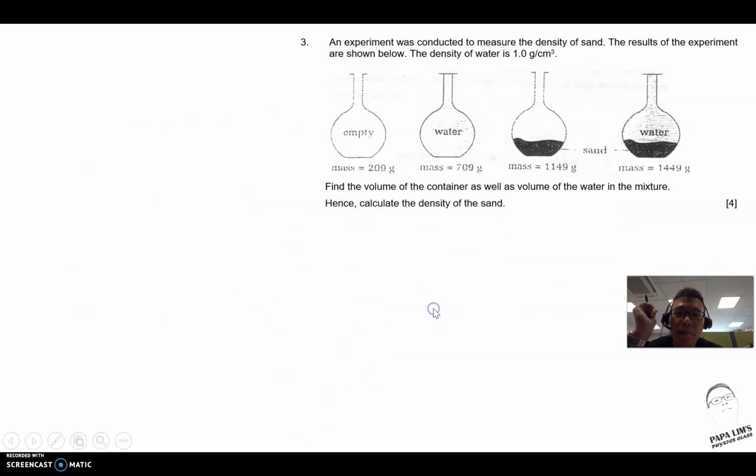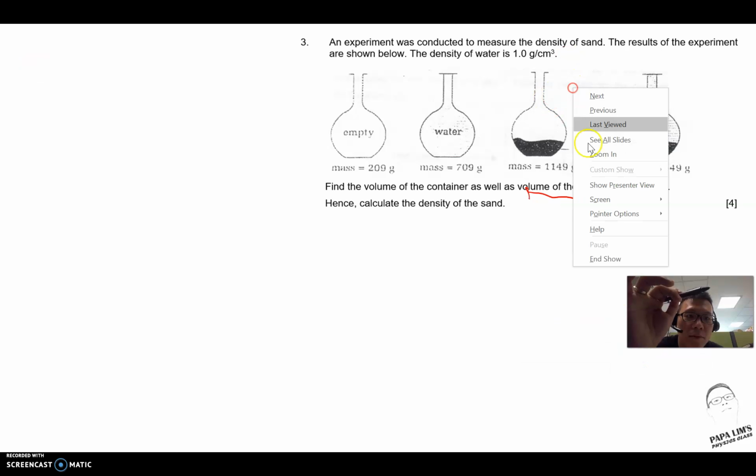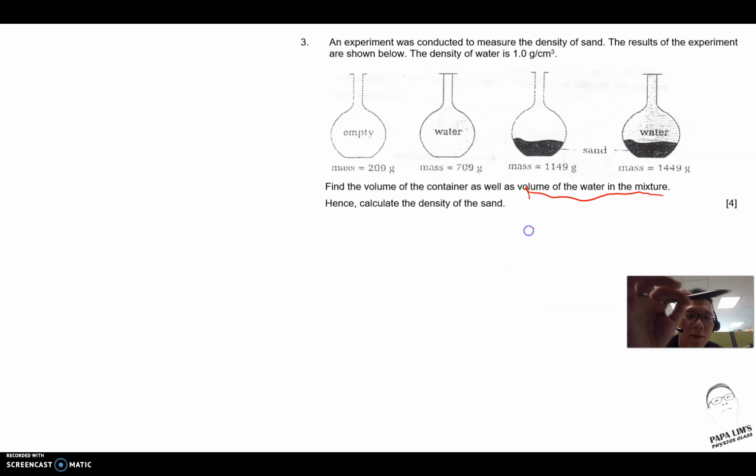Now, how about the second part of the question? The second part asks for the volume of water in the mixture. So what mixture are we talking about? The mixture we are talking about is primarily this container, mainly this mixture here. I want the water inside this mixture, so I need to find the mass of water inside the mixture.